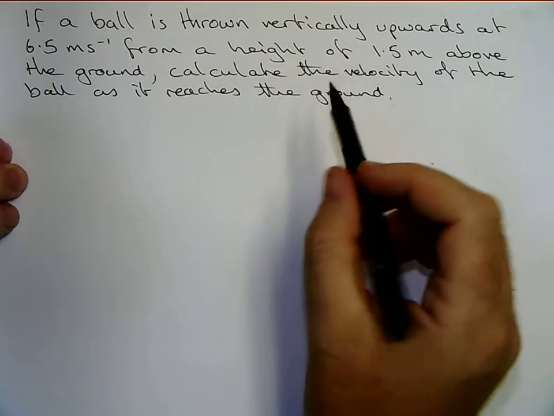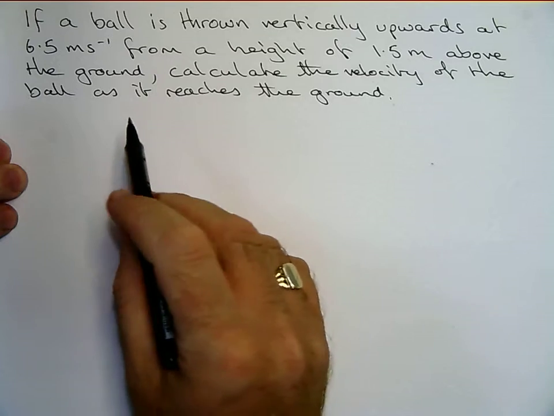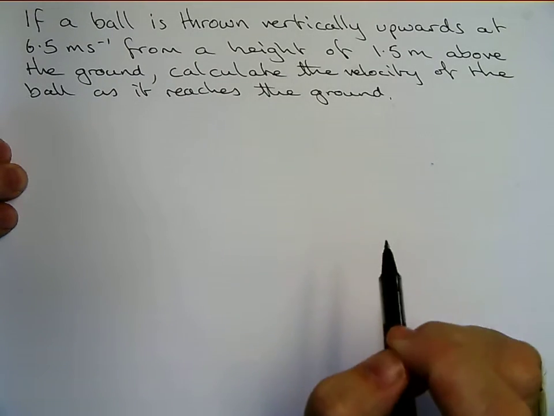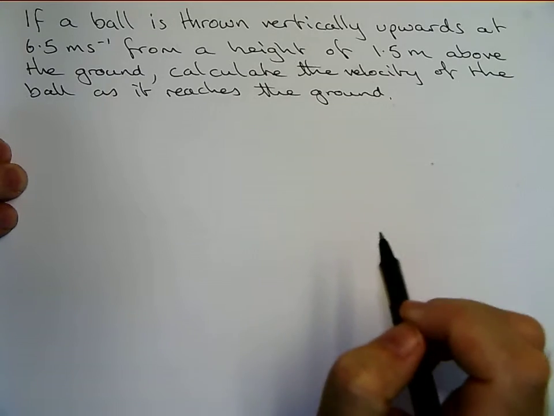If a ball is thrown vertically upwards at 6.5 meters per second from a height of 1.5 meters above the ground, calculate the velocity of the ball as it reaches the ground.